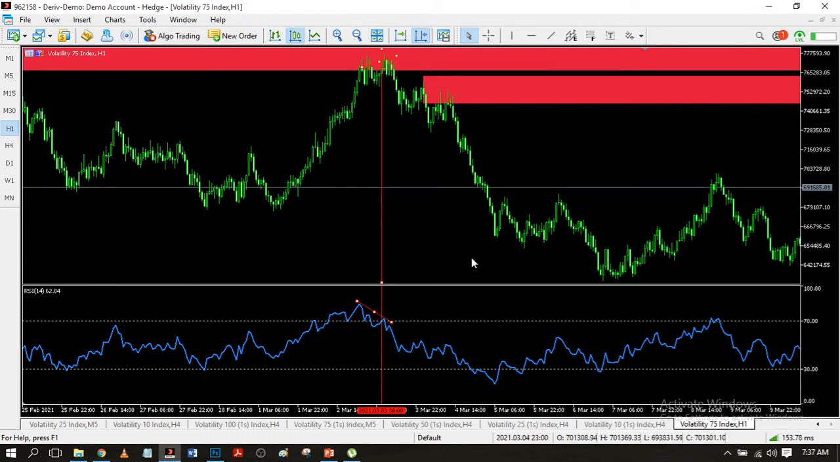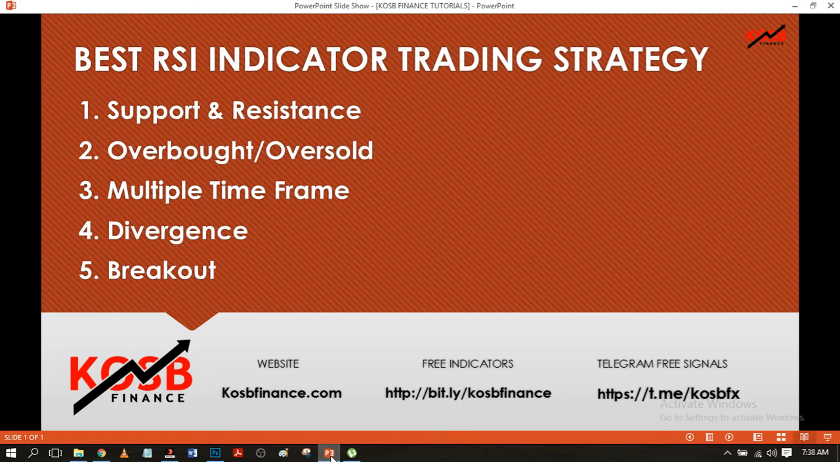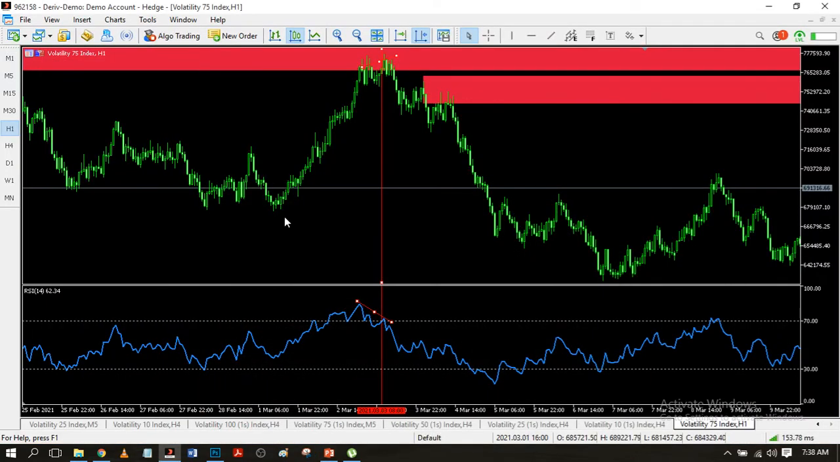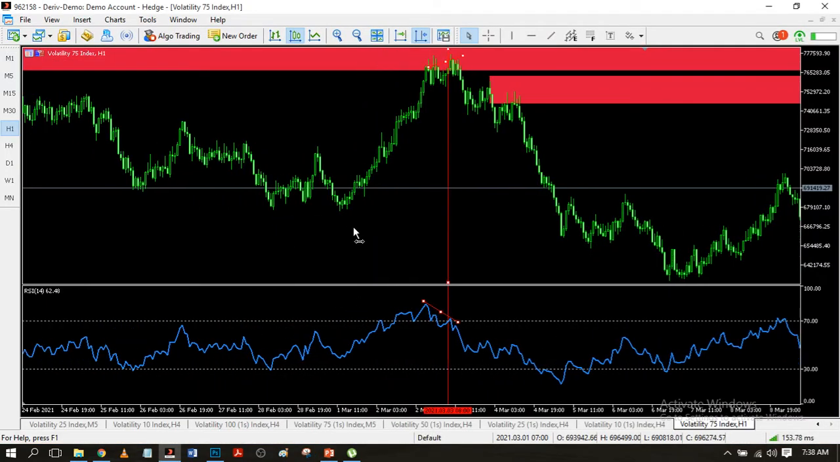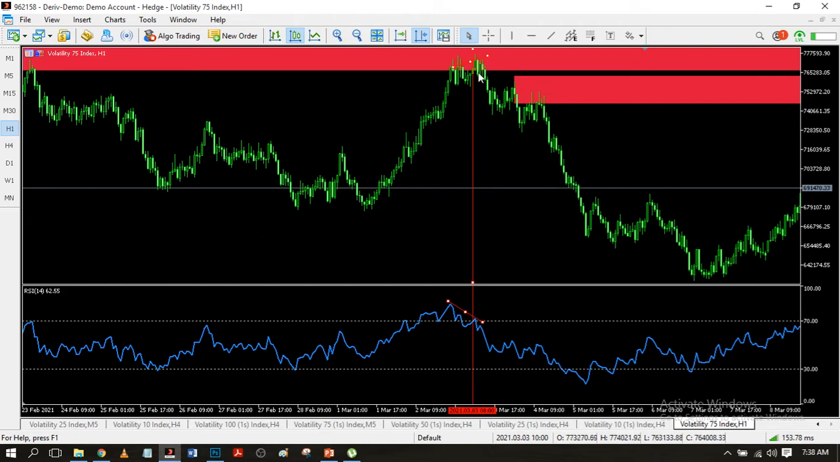So now, after spotting this divergence right here, the next thing you're looking out for is our breakout. There are different ways of drawing our breakout. You can draw the breakout on the price chart itself, and we could draw it on the RSI itself.